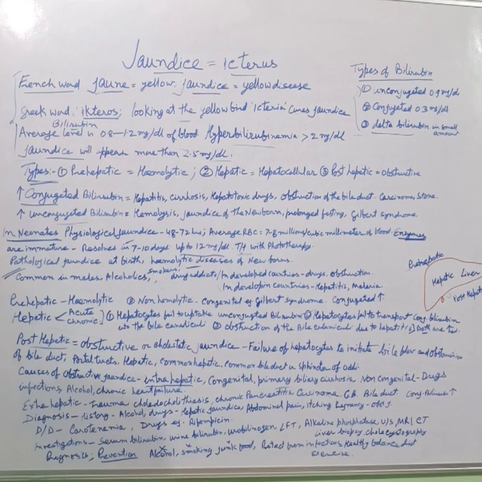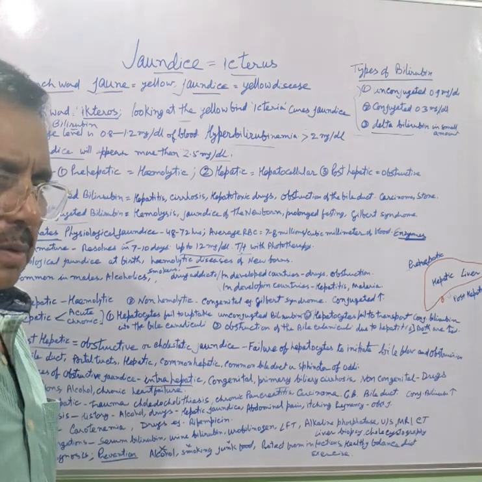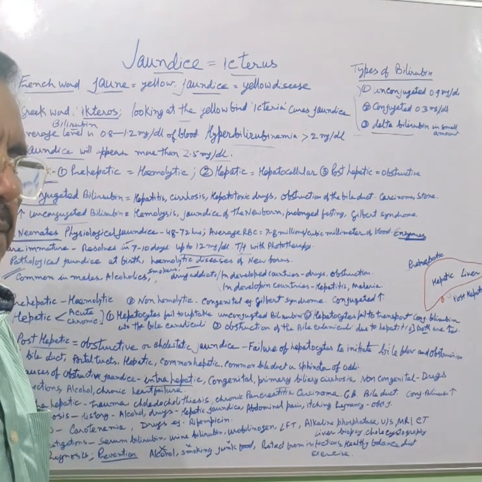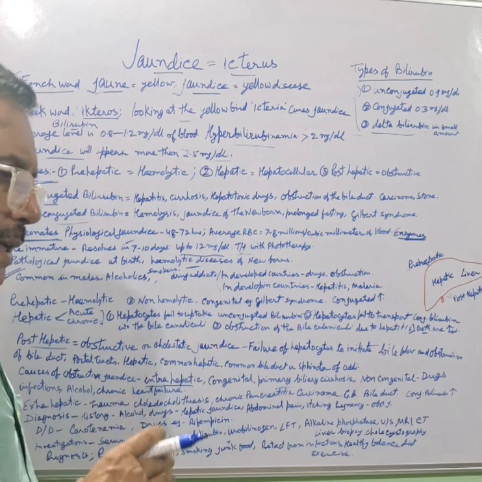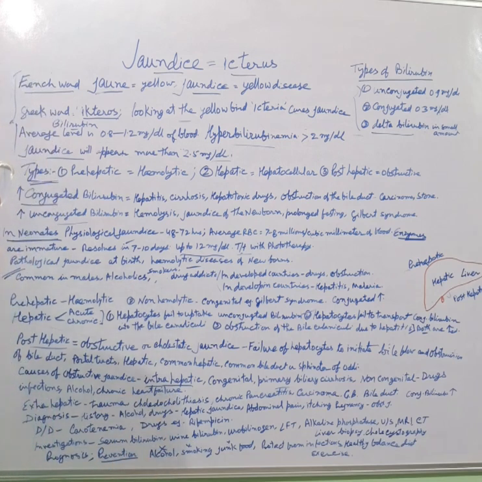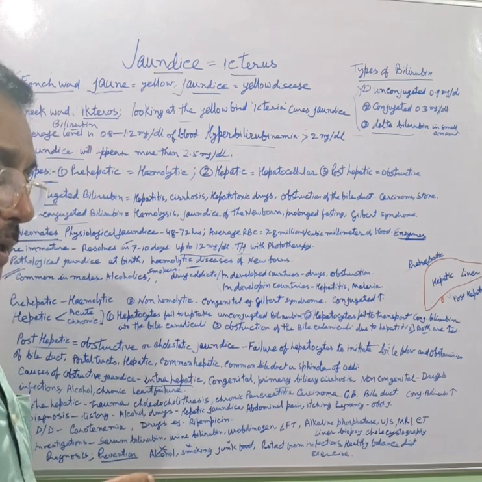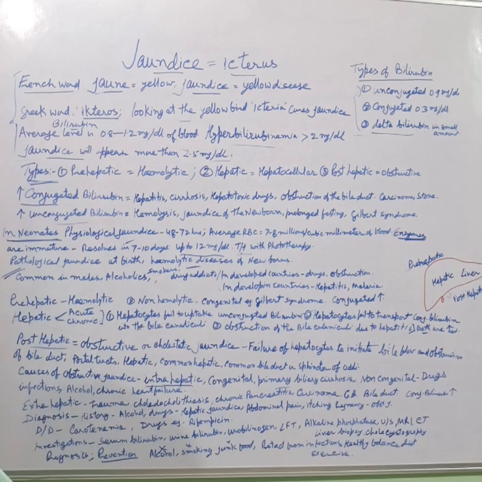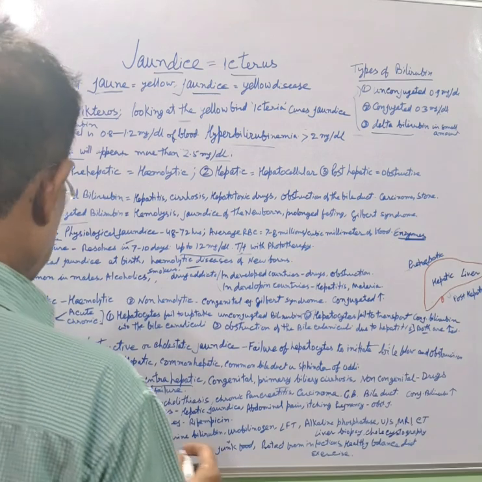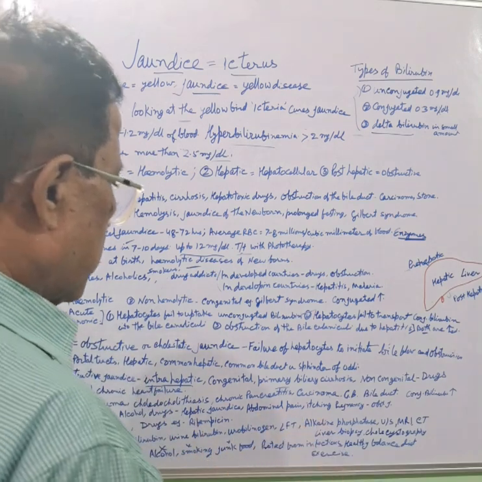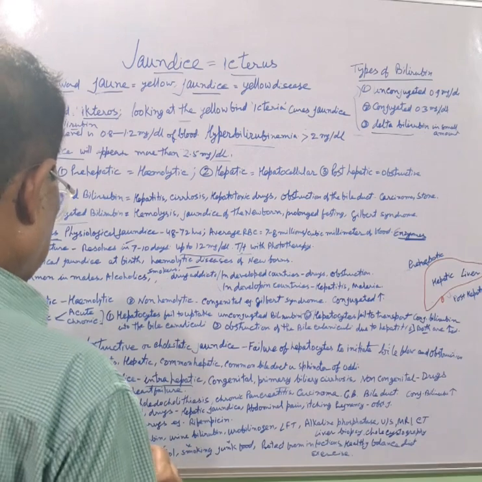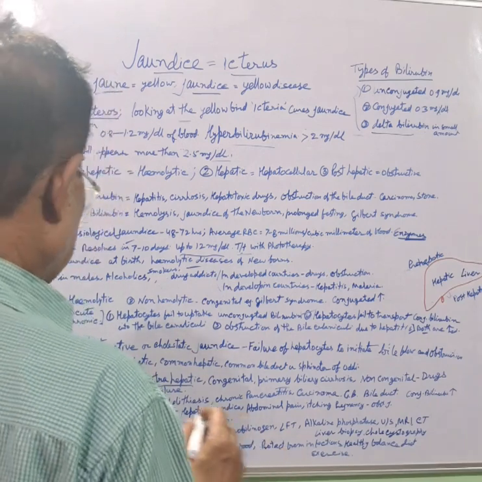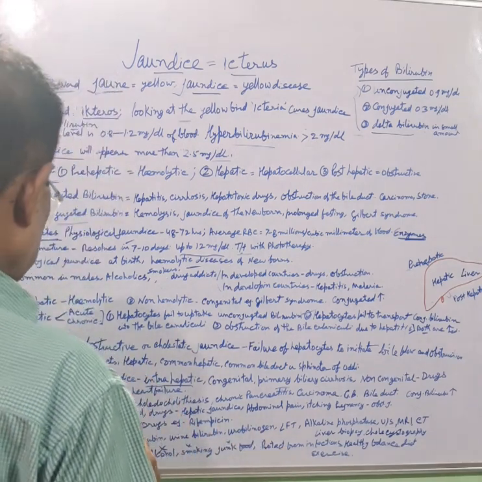Some signs and symptoms are not specific, but yellow discoloration of skin or mucosa, and irritation and itching will appear in later stage. Itching of skin is due to deposition of bilirubin in the skin. This is about signs and symptoms.